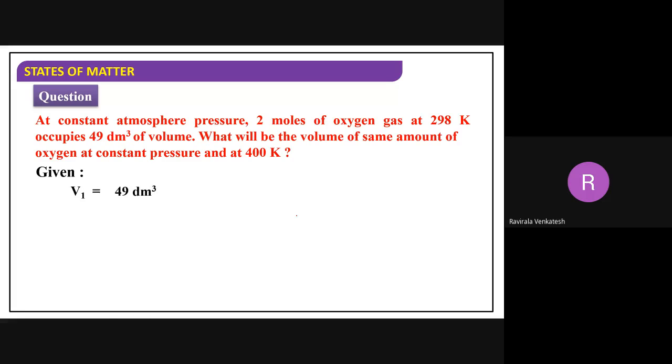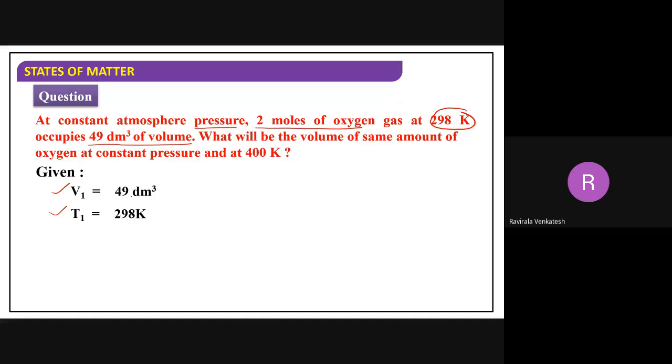Now do one more problem here at constant atmospheric pressure. The pressure is constant, beta. At constant pressure, 2 moles of oxygen at 298 Kelvin, the volume is 49 decimeter cube. So V1 we got is 49 decimeter cube, and temperature is how much we got? 298 Kelvin. T1 is equal to 298 Kelvin.